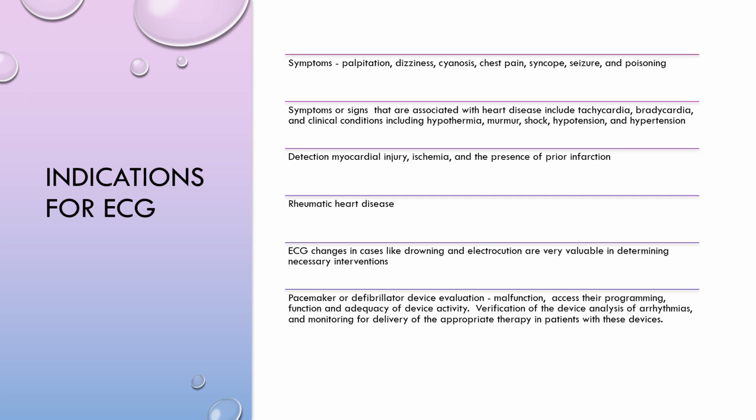Let's move on. Why do we need to investigate with ECGs? To investigate symptoms, patients may complain of palpitations, syncope, dizziness, cyanosis, seizures, poisoning, etc. We want to know what is going on. Symptoms that are also associated with heart disease, tachycardia, bradycardia, conditions like hypothermia, or when we hear a murmur, we want to know what's going on. Myocardial injury, in rheumatic heart disease, for example if the patient has mitral stenosis, we want to know, is there left atrial enlargement? ECG changes in drowning and electrocution, where you may have arrhythmias, may help determine necessary interventions.